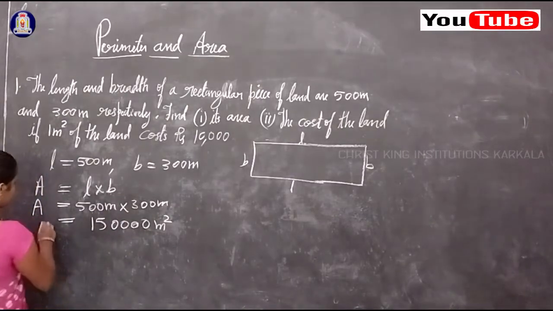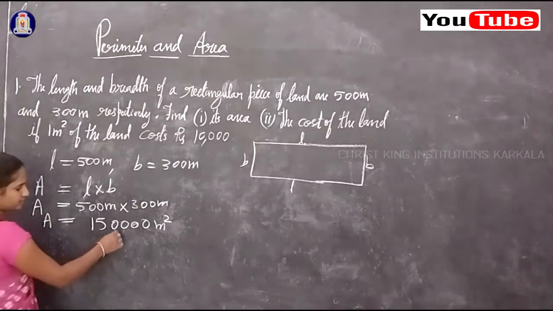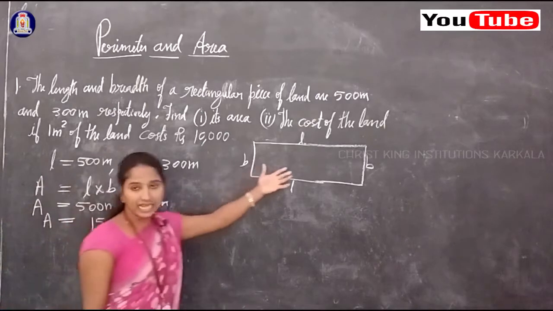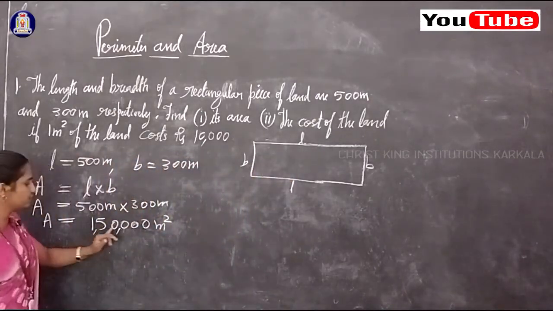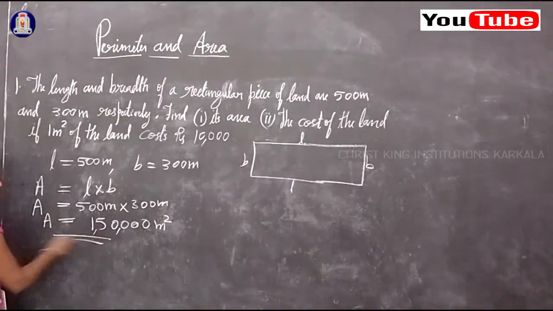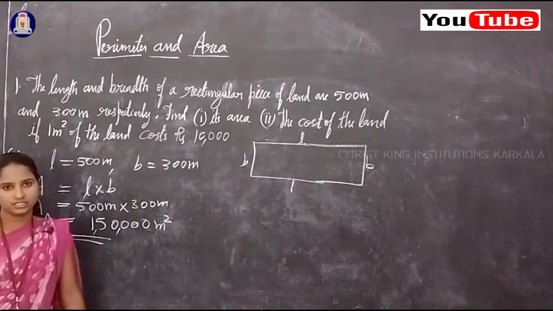So what is the area of the land? The rectangular piece of land area is 1,50,000 meters square. So this much area is there in that land. The area of the land is 1,50,000 meters square. Clear? So now we got the first answer, that is 1,50,000 meters square of area of land.